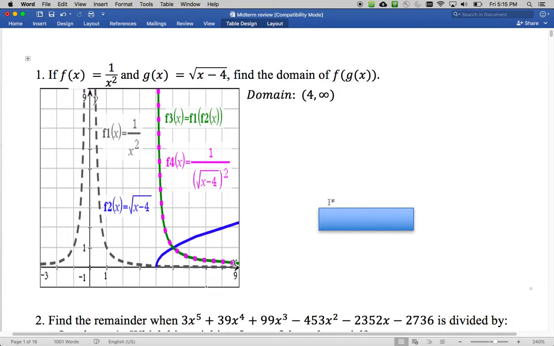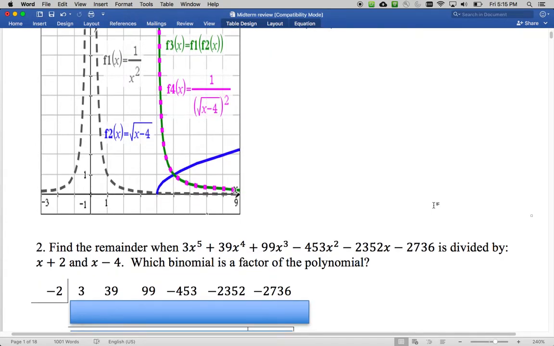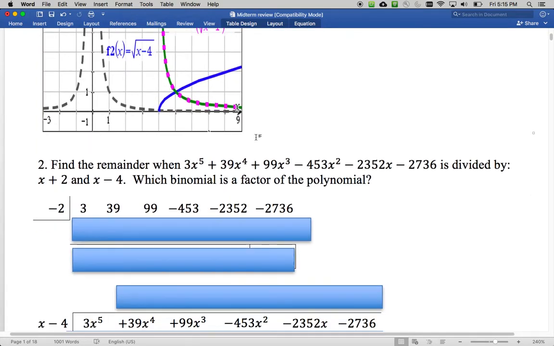So the easiest thing to do when you're figuring out the domain of a composite is graph the two functions or just graph the composite, and that will help you figure out the domain.